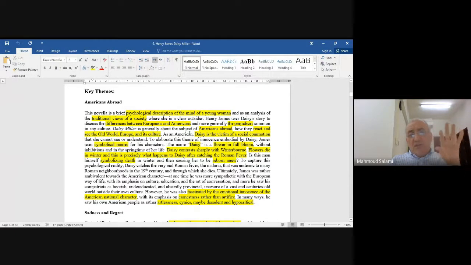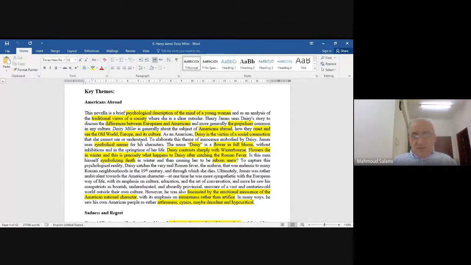Daisy Miller is generally about the subject of Americans abroad, how they react and see the old world, Europe, and its culture. As an American, Daisy is the victim of a social commotion, really, that she cannot see or understand. As if to say, maybe she is a victim of something. Here, social commotion. Commotion means a lot of carry on. But you see, she can't see this carry on. She can't see all this problem which is talked about her. She can't understand it because she doesn't see it.